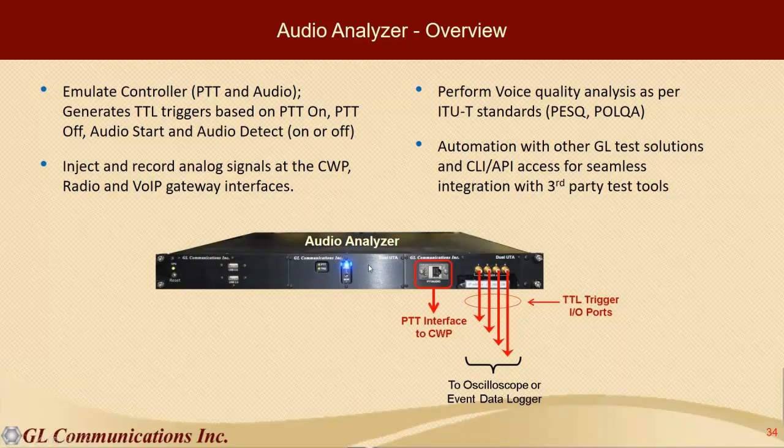It interfaces again at the analog side, so it will emulate a CWP, and it can inject and record analog signals at that CWP. It also, in an ancillary fashion, has the ability to send and record voice, of course, as I mentioned, and it can perform voice quality measurements. So you can send from one point in the network to the far CWP and test the voice quality across the entire network. It's been set up as well to play very nicely in an automation environment.